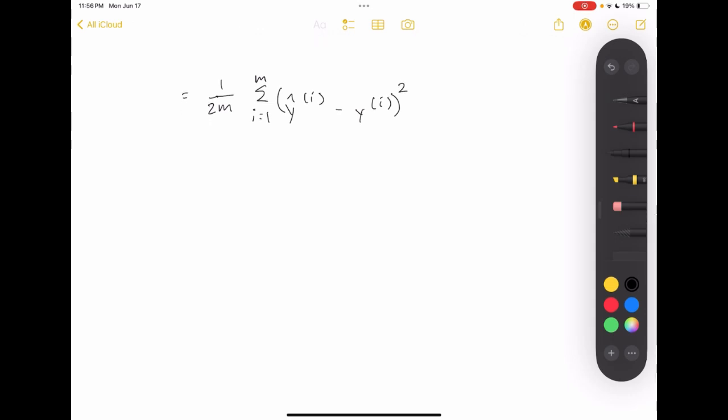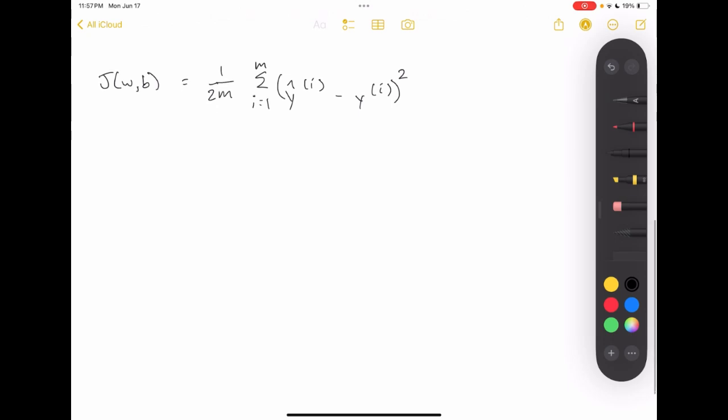So we'll represent this as j of w comma b. And this is basically saying, hey, j is a cost function, and it uses the parameters w and b to compute this. And we can rewrite this as j of w comma b is equal to 1 over 2m times the summation of i equals 1 to m of f subscript w comma b of x superscript i minus y superscript i, squared. So I just expanded y hat here.